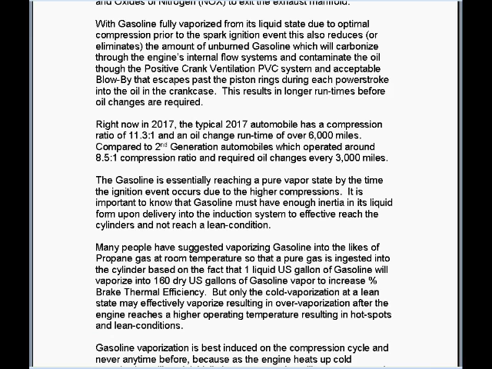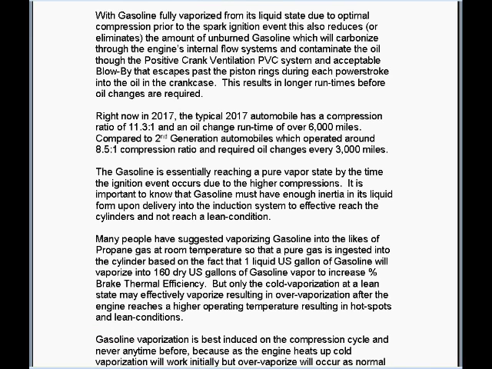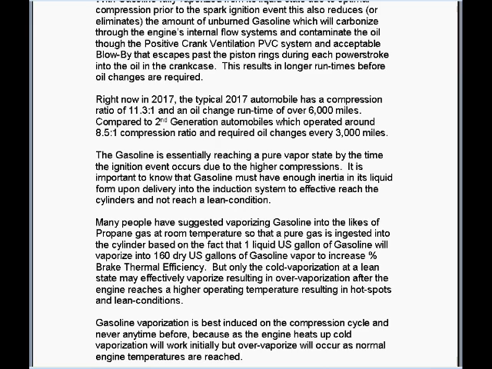With gasoline fully vaporized from its liquid state due to optimal compression prior to the spark ignition event, this also reduces or eliminates the amount of unburnt gasoline which will carbonize through the engine's internal flow systems and contaminate the oil through the positive crankcase ventilation PCV system, an acceptable blow-by that escapes past the piston rings during each power stroke into the oil in the crankcase. This results in longer run times before oil changes are required.